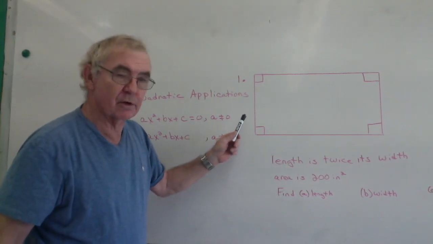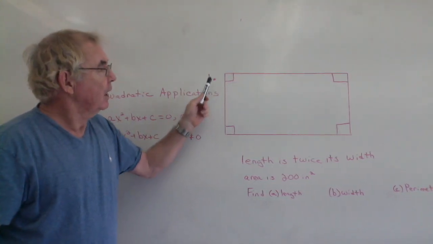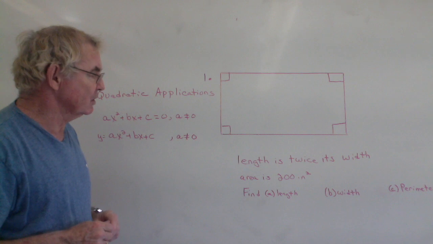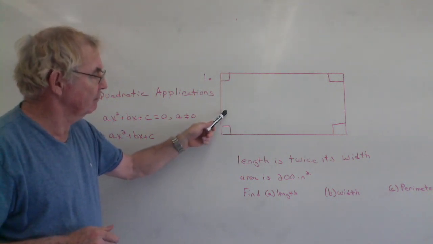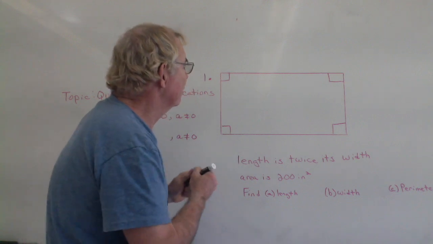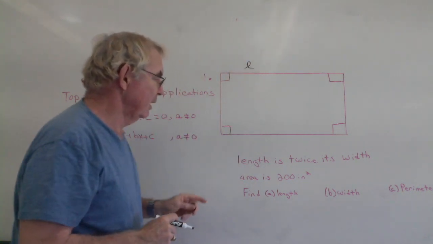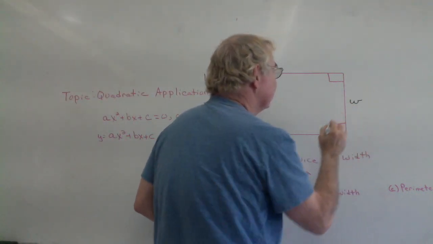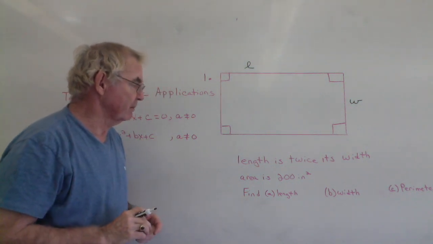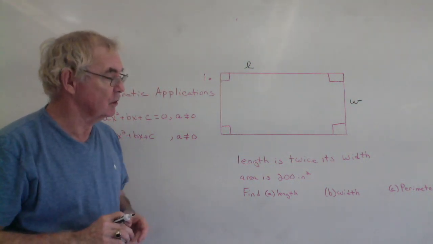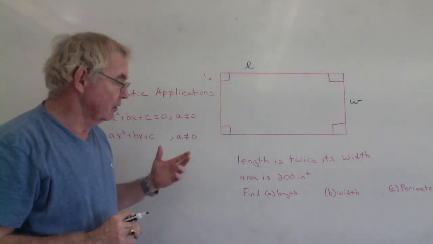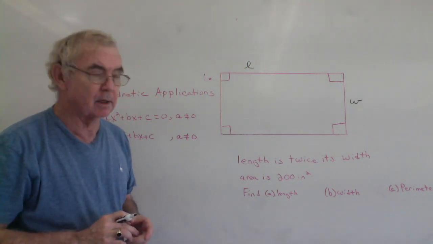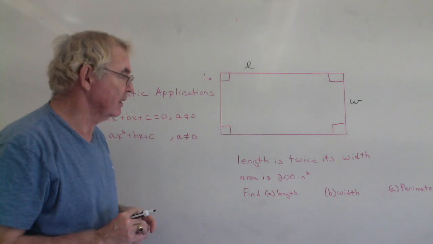Here is the first problem. I've drawn a rectangle for you. Of course, you have 4 right angles. The length of the rectangle, which we'll call L, is twice the width, which we'll call W. So the length is twice the width. The area is 200 inches squared. You are asked to find the length and the width as a number and also the perimeter. So let's go ahead and do that.